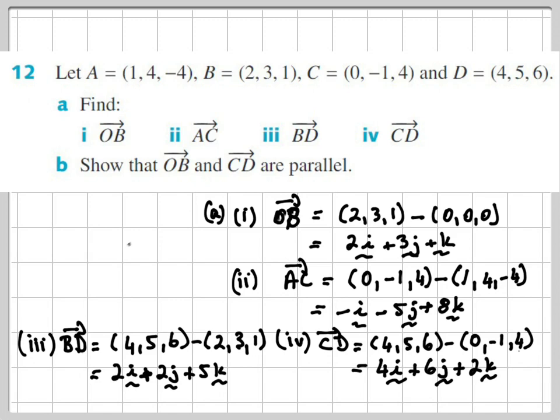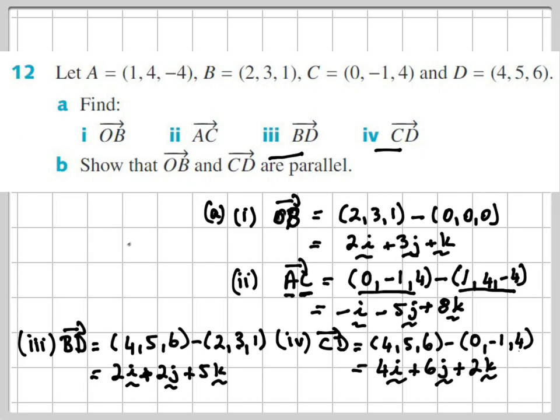AC, fairly straightforward. Remembering, you start with the second point and subtract from it the first, coordinate by coordinate, and so on and so forth. There's nothing particularly extraordinary about Roman 3 and Roman 4.